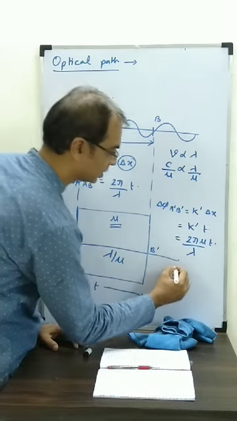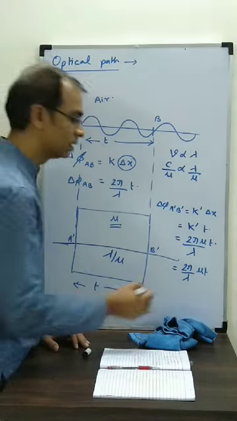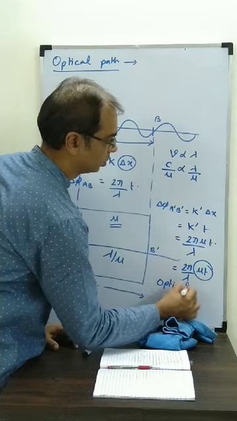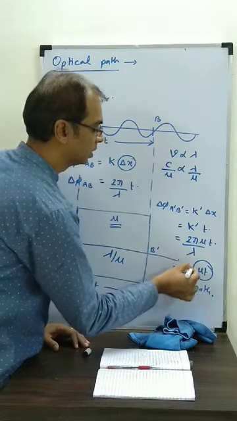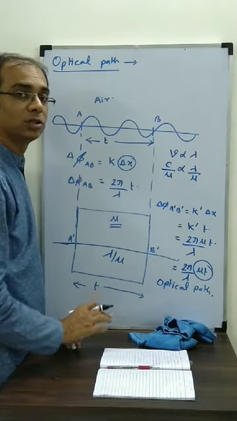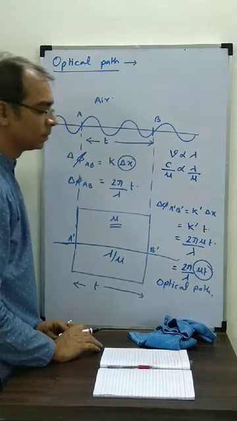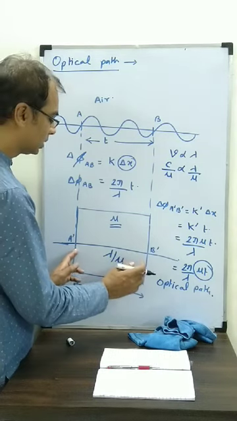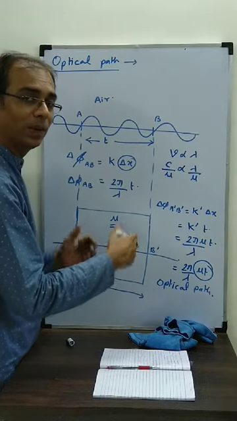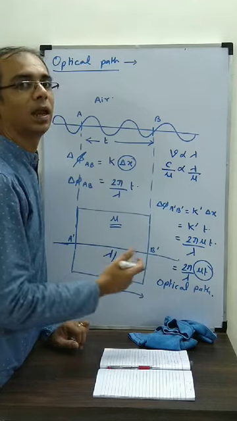So what is the phase difference here? 2 pi by lambda into mu t. And this mu t is called the optical path. This 2 pi by lambda, I can call it k, the propagation constant of air. So what is the meaning of this basically? What is this mu t? Mu t is the distance traveled by the wave in the medium, which is equivalent to mu t distance traveled by the same wave in air.